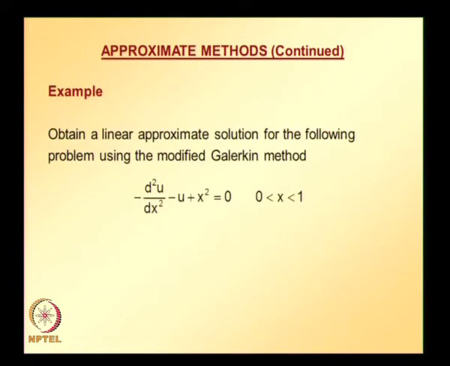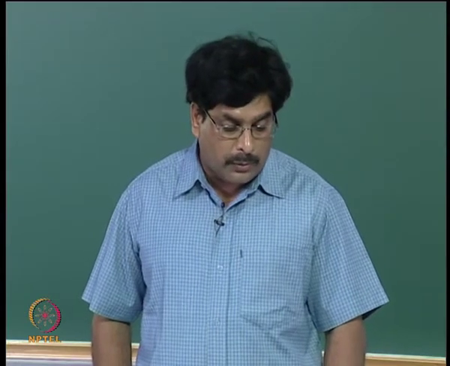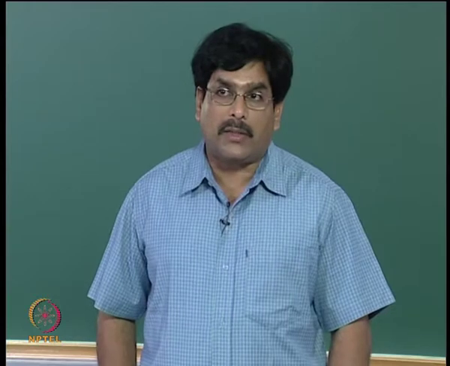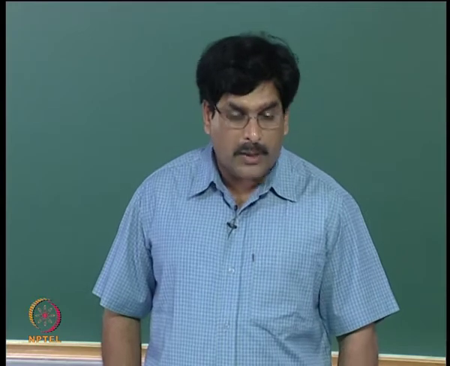And as a part of this modified Galerkin method, when we looked at one dimensional boundary value problems, we looked at some examples. Let me quickly go through some of the important points associated with those examples. This is one of the examples: obtain a linear approximate solution for the following boundary value problem using modified Galerkin method. This is the differential equation. We need to find an approximate solution of u which satisfies this equation over the domain x going from 0 to 1, subject to these boundary conditions.